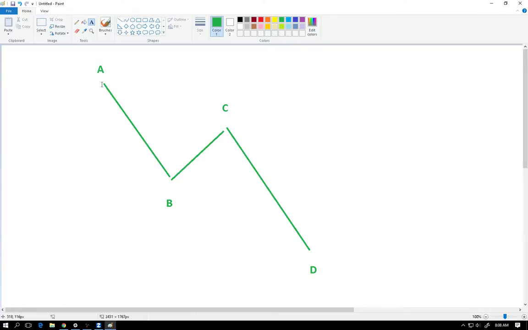C being lower than A. It wants to be in the middle of A and B. If it's not, then it's not a valid setup. And we can just ignore it, move on.